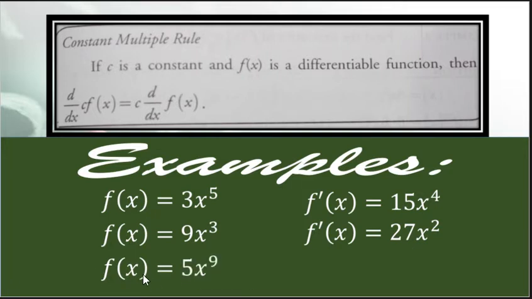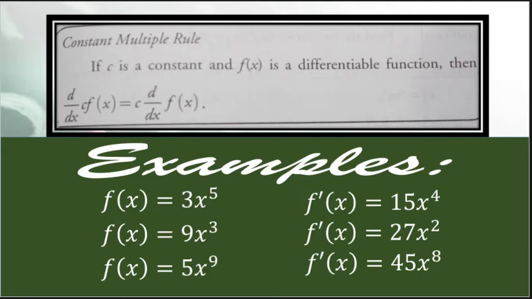Okay, for this example, f of x is equal to x raised to the 9th power, times 5. What do you think is the derivative? Just multiply 9 by this numerical coefficient 5. So 9 times 5 is 45. Subtract 1 from that 9, and that would be 8. So the derivative of the function, f prime of x, is equal to 45x to the 8th power. So that's a very simple rule.